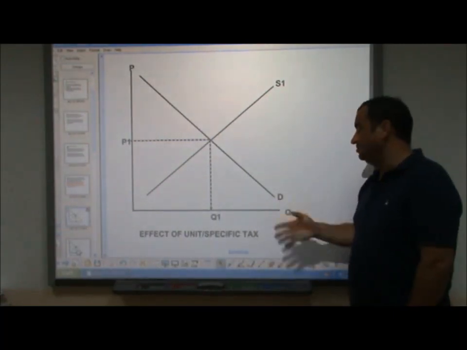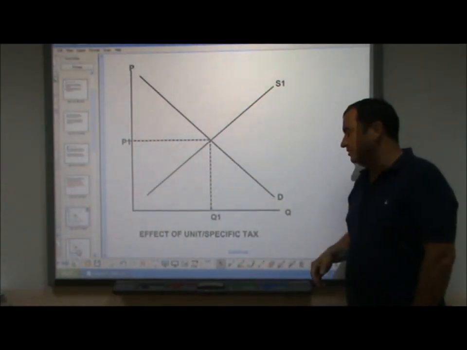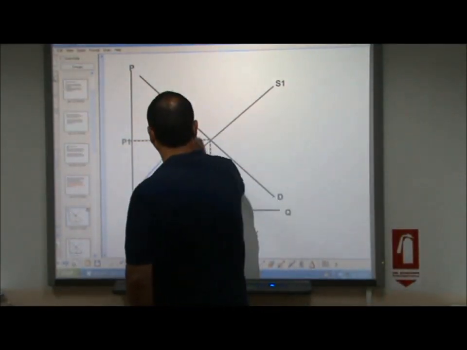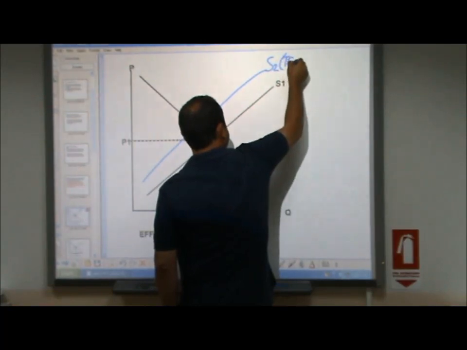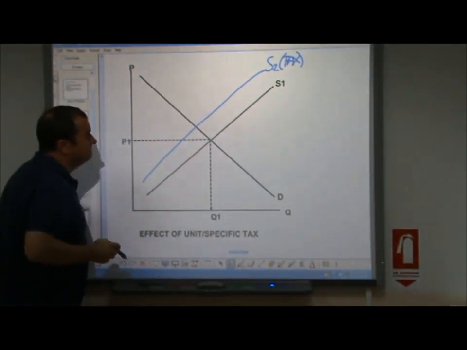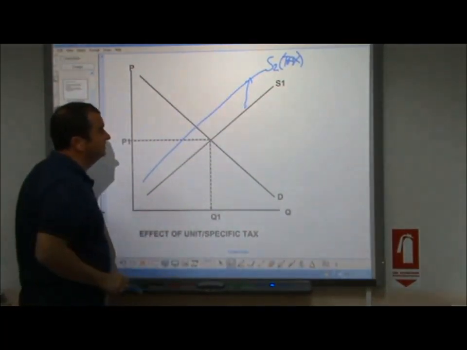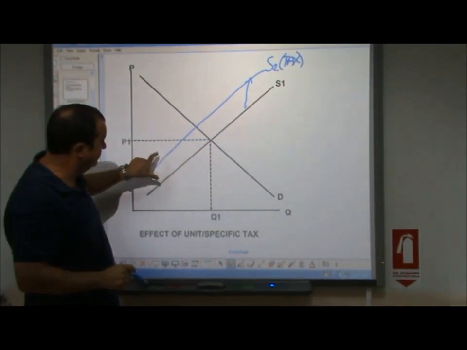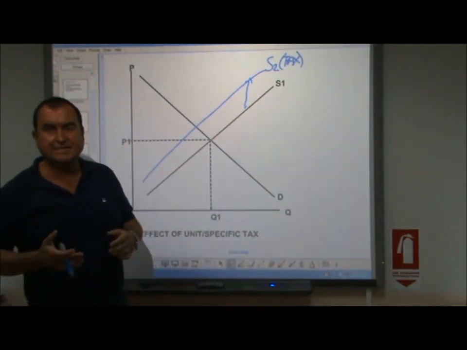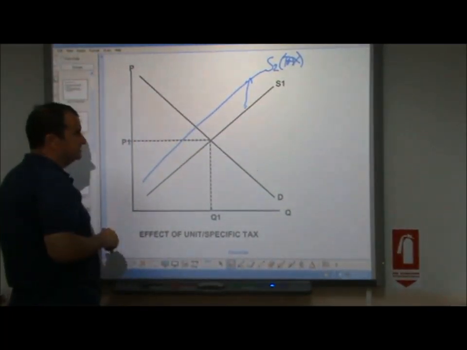So here I'm going to show you the effect of a unit or specific tax. At the moment we're in equilibrium, there is no tax. Price is P1, quantity is Q1. But the tax imposed would do this: shift the supply curve by a vertical distance equal to the tax. That is the tax, the vertical distance between the supply curves. The vertical distance is the same with a unit tax. Those lines are parallel. It's a parallel shift of the supply curve. And it is so because the tax is the same, whatever the price, with a unit tax. Now look at this.